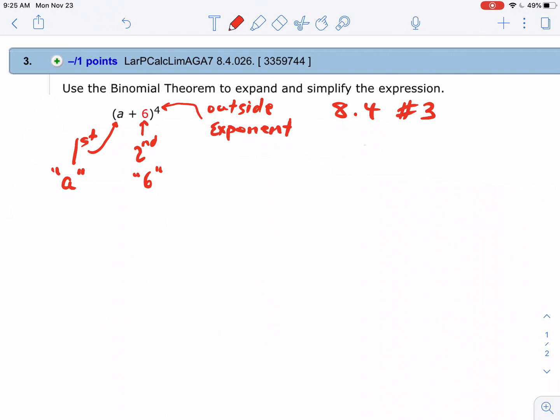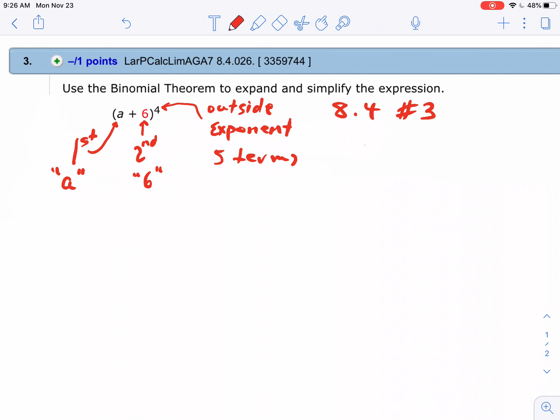When I teach binomial expansion theorem, I like to identify what is the first thing in the binomial, what is the second thing, and then I like to pay attention to the outside exponent. So in a problem like this, with an outside exponent of 4, I'm going to have 5 terms. And so there are ways to do this faster, and I'm just going to take it step by step.